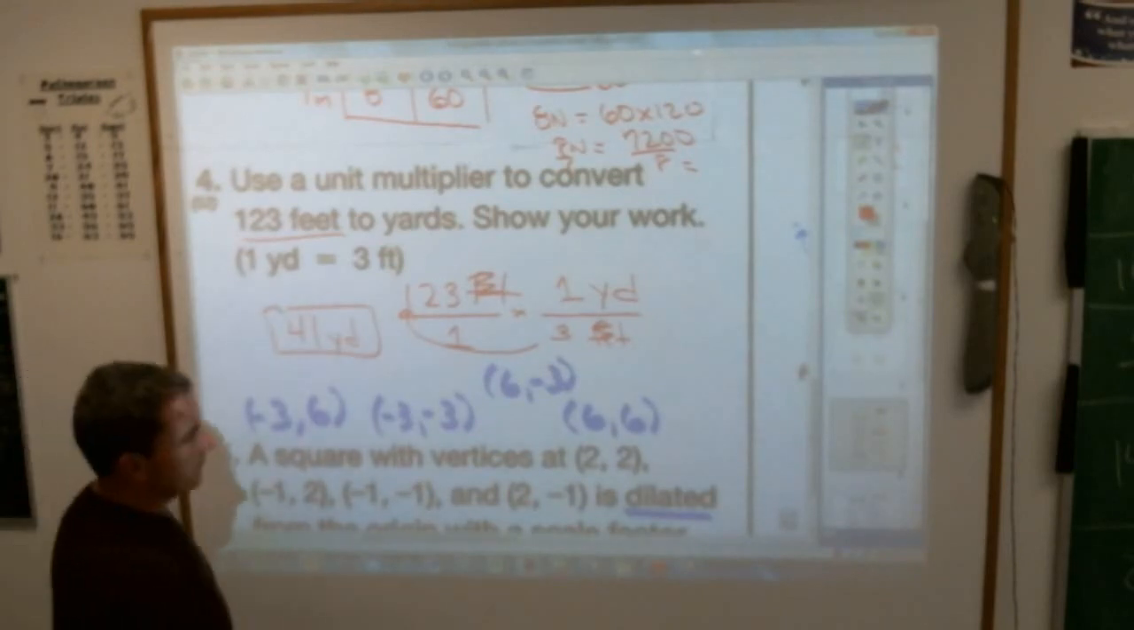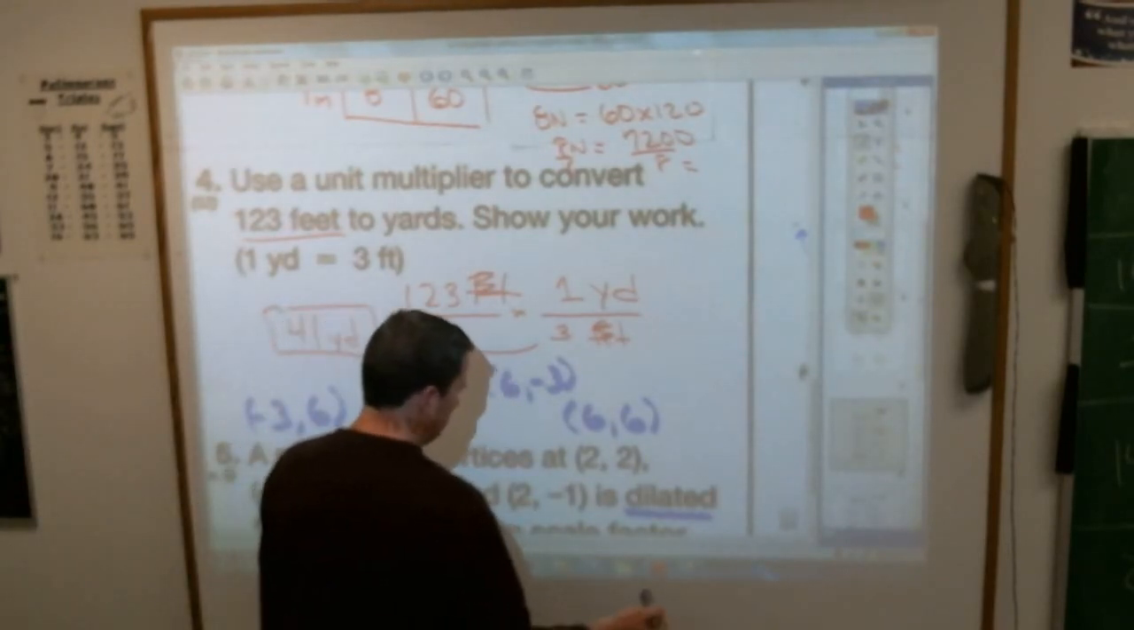Perfect. Take out a piece of scrap here.